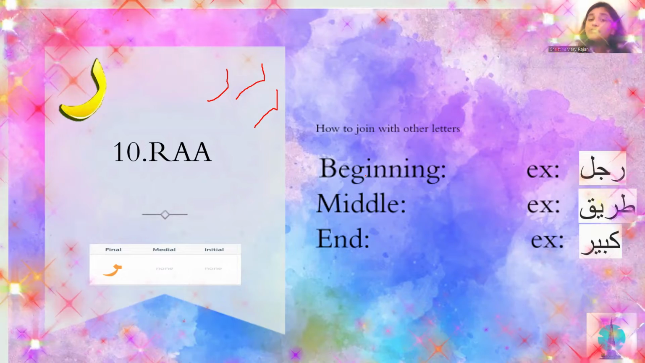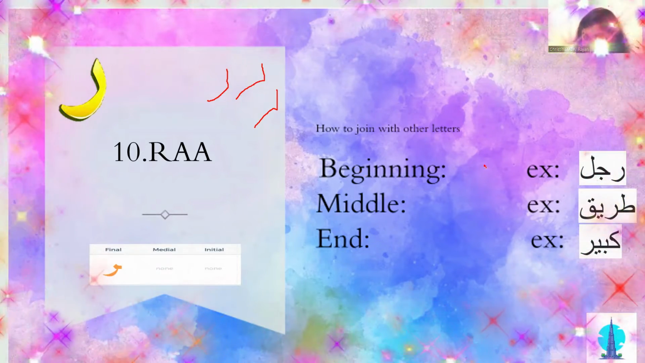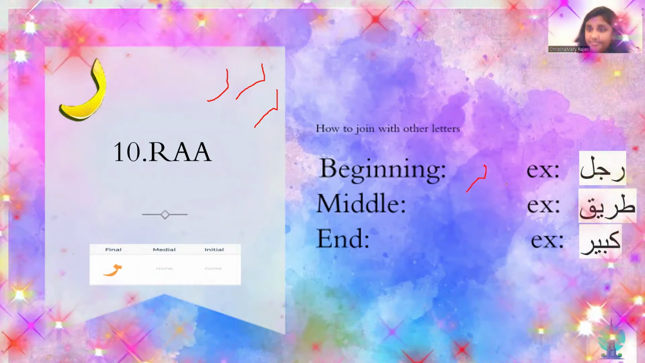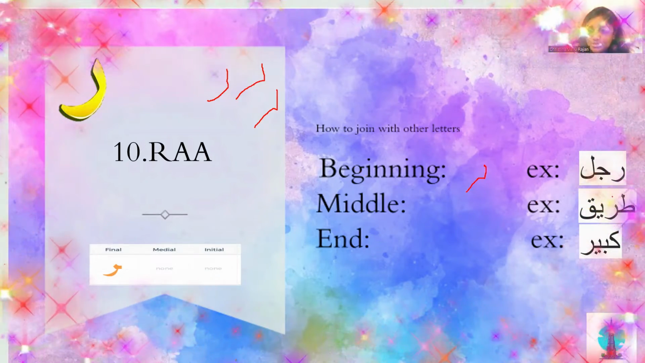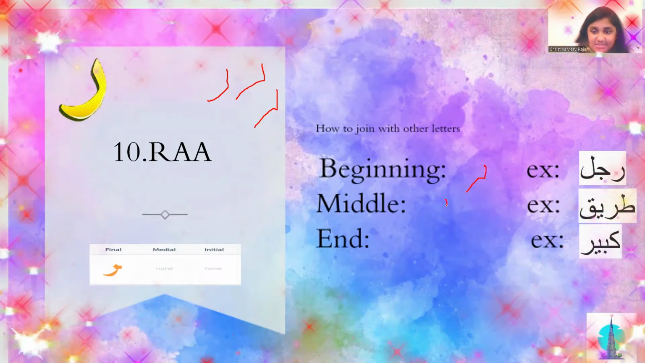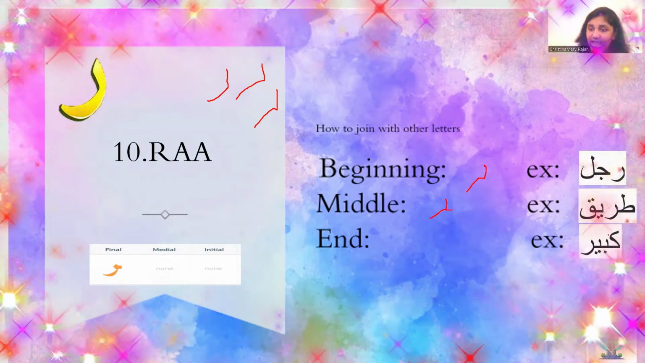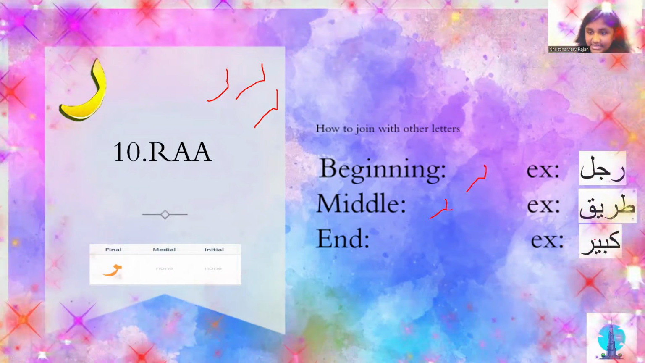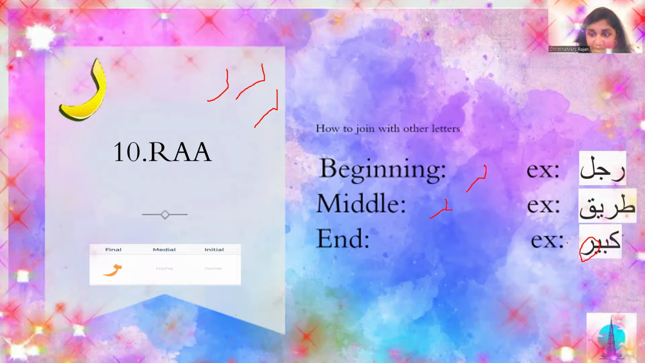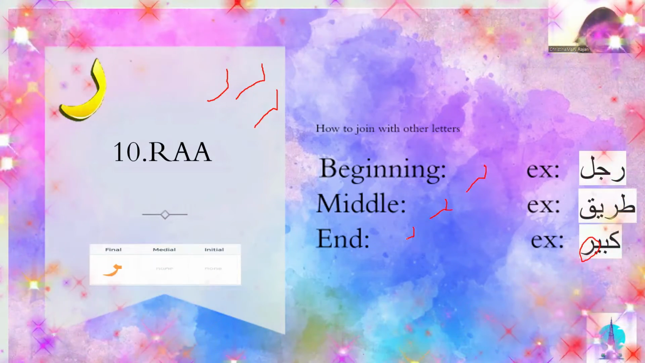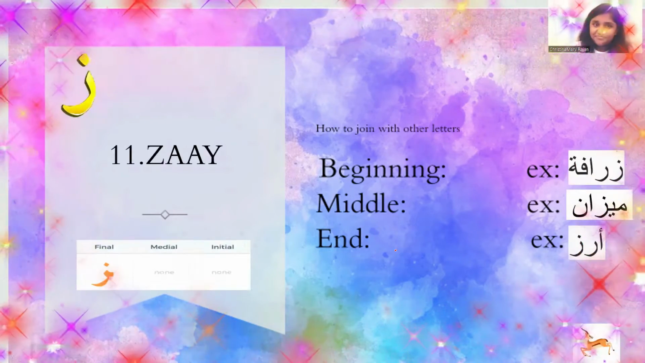Now let's see how to join it with other letters. At the beginning, it's the same letter. In the middle, you can see here, no joinings here, no dots, nothing. The same letter again, a small dash. And for this word, it ends here, and there's nothing in front, so we'll just end it at itself. Hope you got this letter.